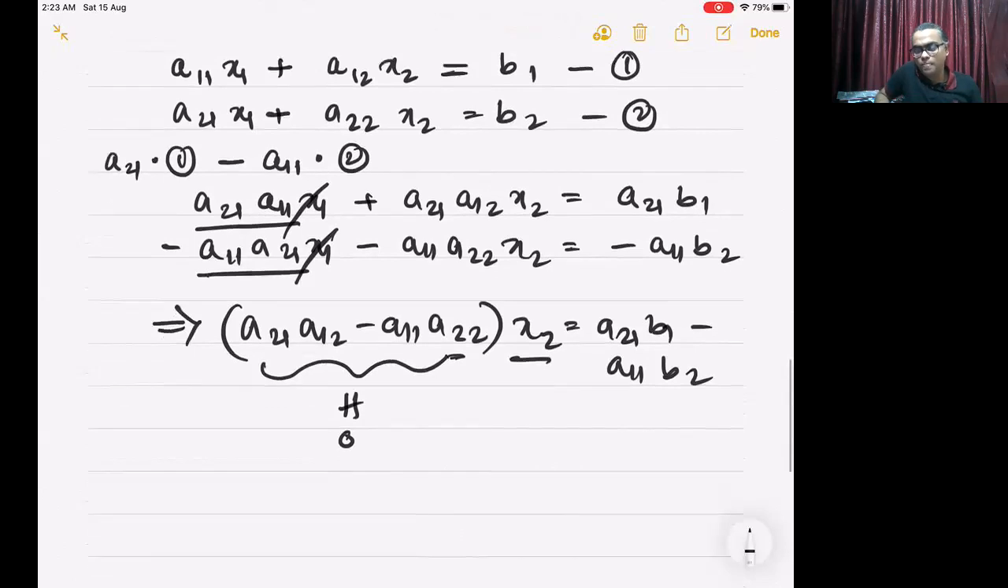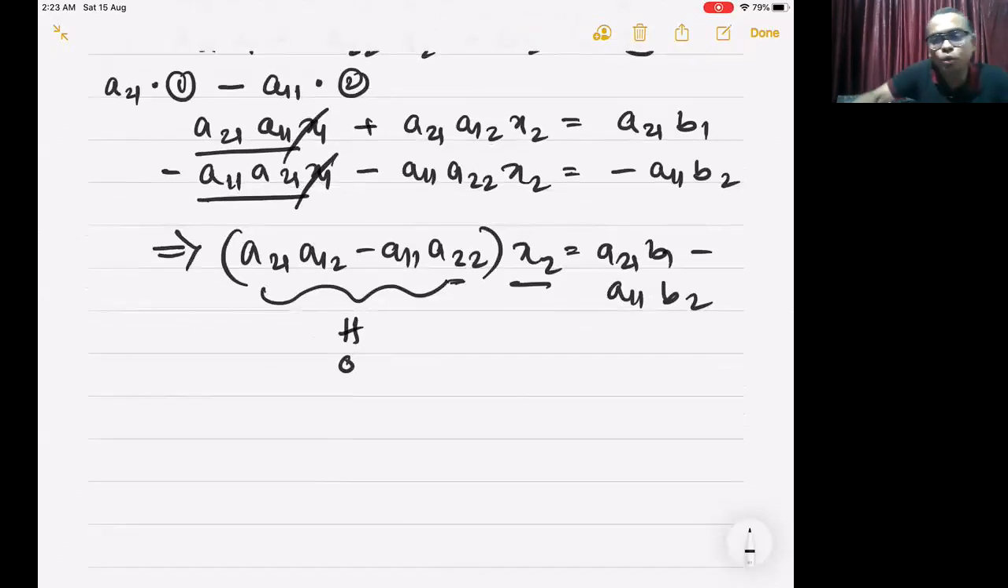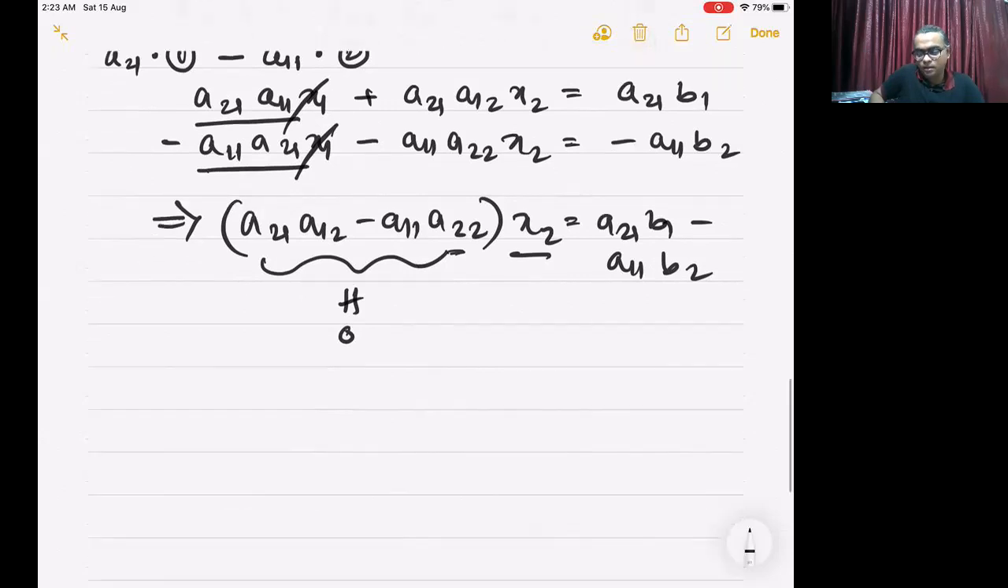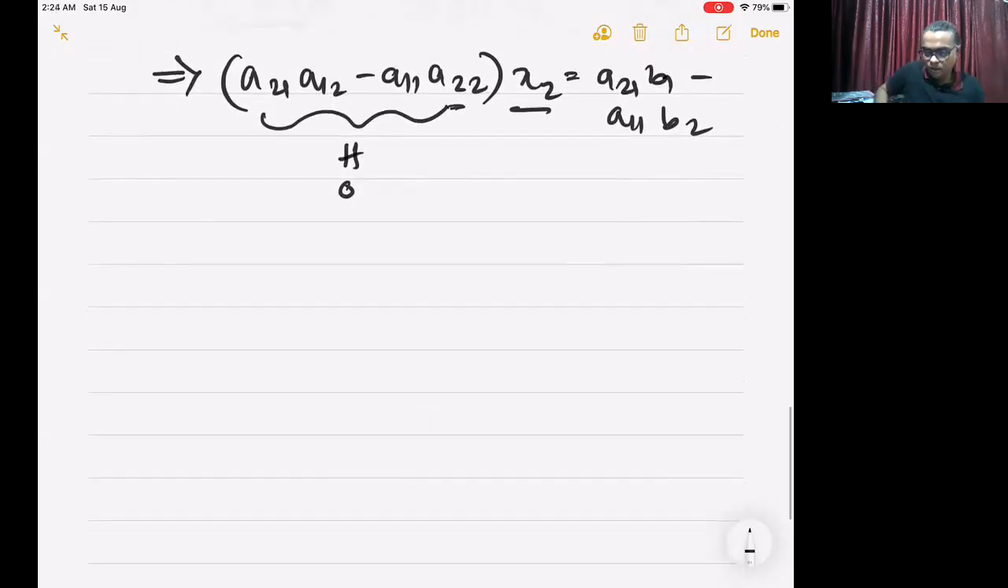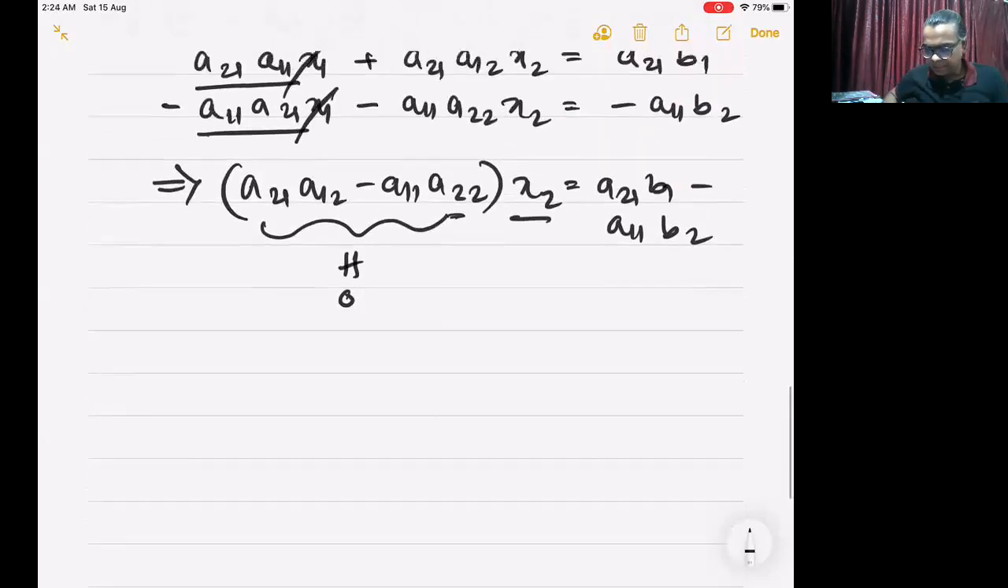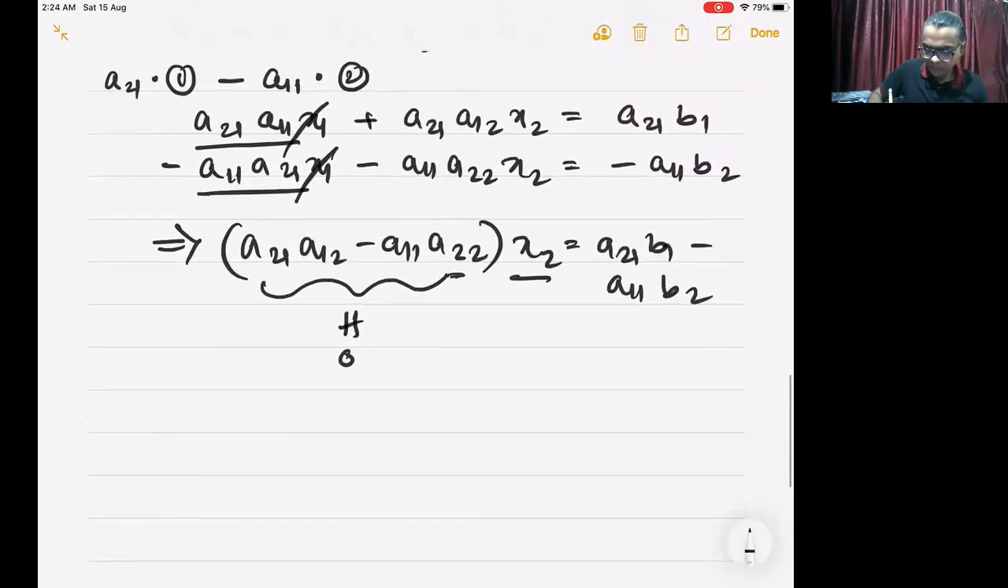How do I mimic this, or how do I do this for the general system of equations also? Okay, now here is the thing. Notice what I did here. This is going to be important.